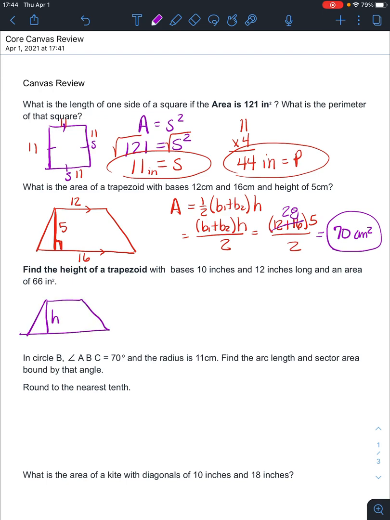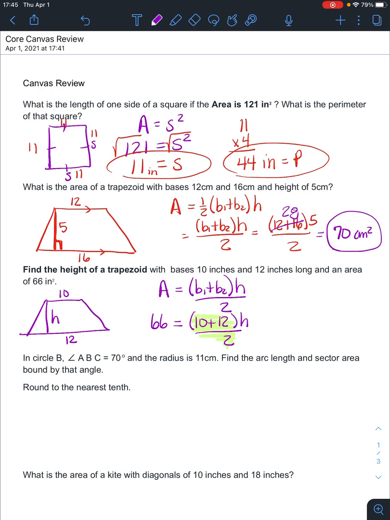Find the height of the trapezoid. Again, we have another trapezoid. Find the height of the trapezoid if it has bases of 10 and 12 and it has an area of 66. So let's go back to this formula, and I prefer this one. It doesn't matter which one you use, but you do have to deal with that divided by 2 here. So we have that our area is 66, so I'm going to put the area is 66. My bases are 10 plus 12 times the height divided by 2.